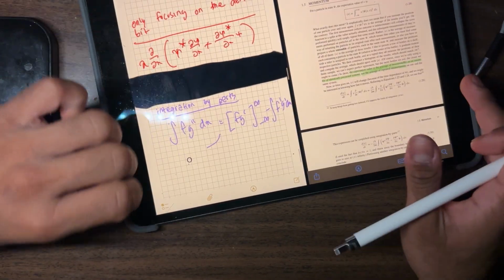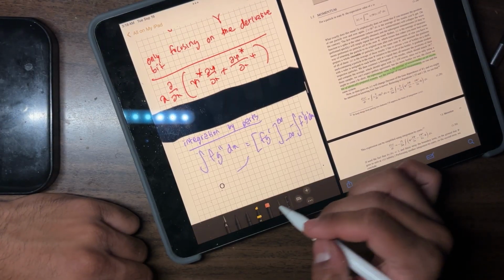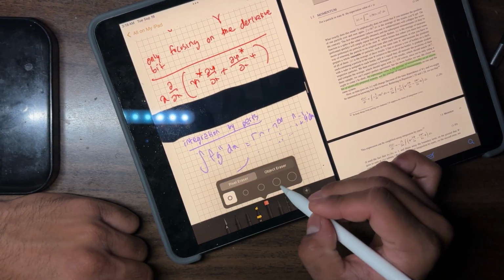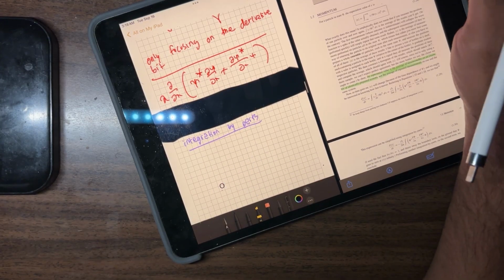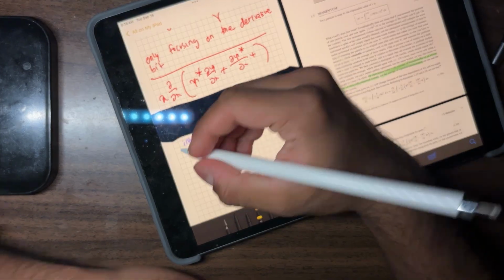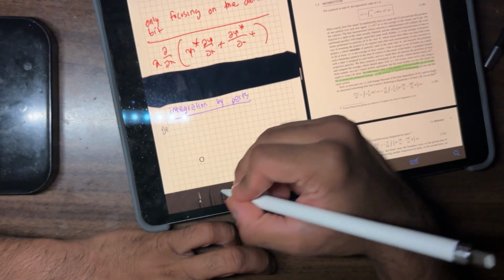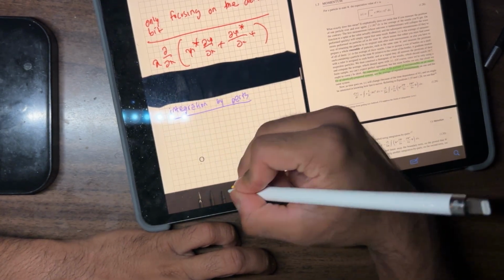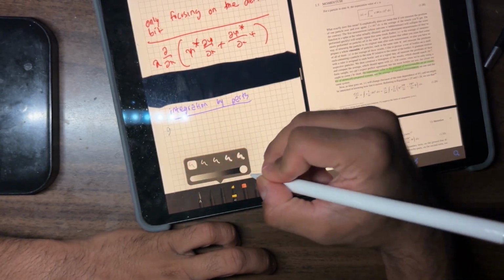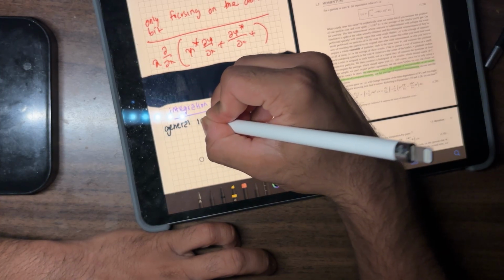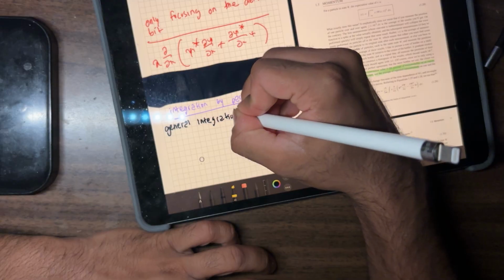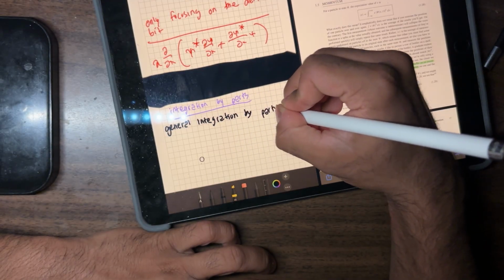You have to actually learn everything beforehand, which is fun. So we have what? The general integration by parts equation. Oh, that decreased. Oh my god, that actually decreased. General integration by parts equation.